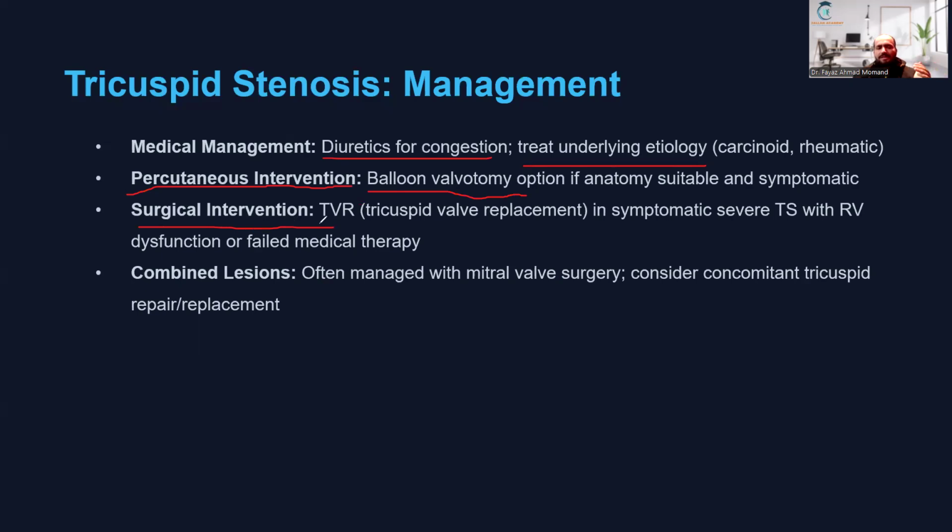Open surgical treatment is tricuspid valve replacement. It's done in symptomatic severe tricuspid stenosis with right ventricular dysfunction or failed medical therapy. If we have combined lesions, we manage them together with mitral valve surgery. We can consider replacement or repair of the tricuspid at the same time as the mitral valve if we are going to do surgical treatment for the mitral valve.